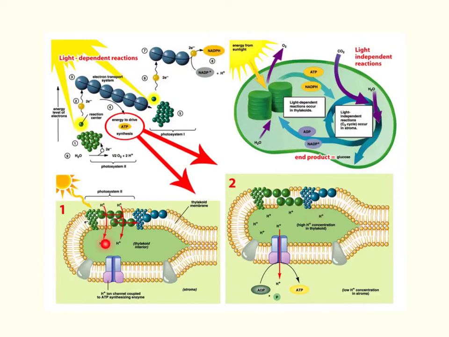So 1, we're getting the hydrogen. We're using the electron transport chain, you see it here, to pump the hydrogens into the thylakoid space. The thylakoid space is inside the thylakoid. The interior of the thylakoid has a high concentration of hydrogen ion, very much like the intermembrane space of the mitochondria. And here, just like in the mitochondria, you have an ATP synthesizing enzyme.